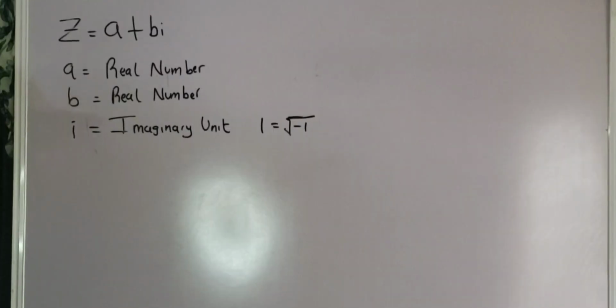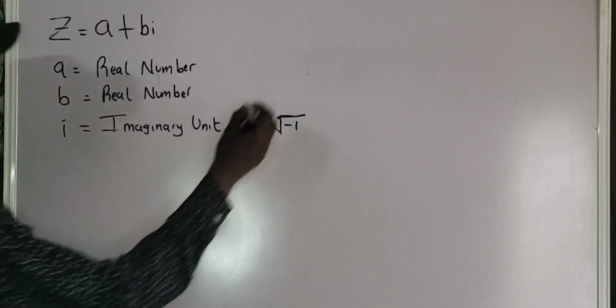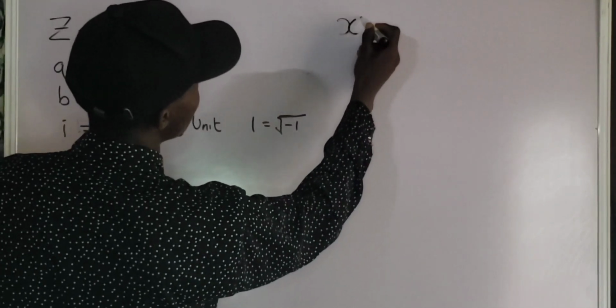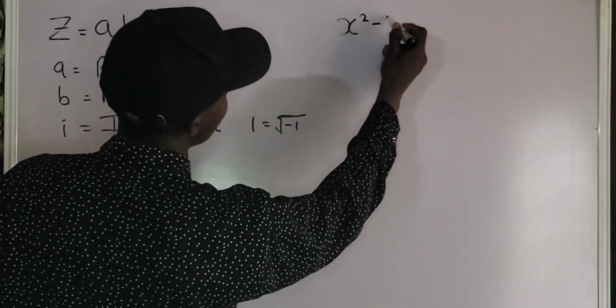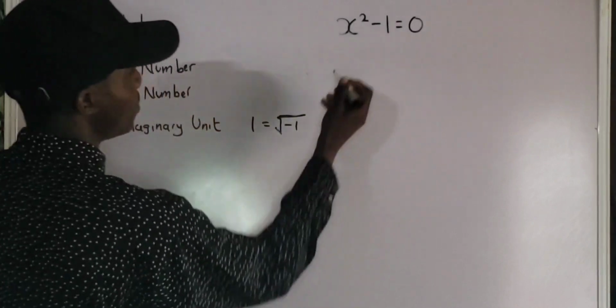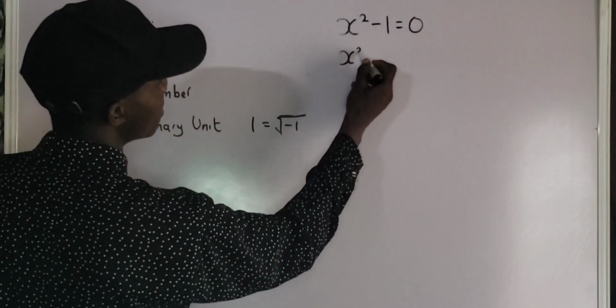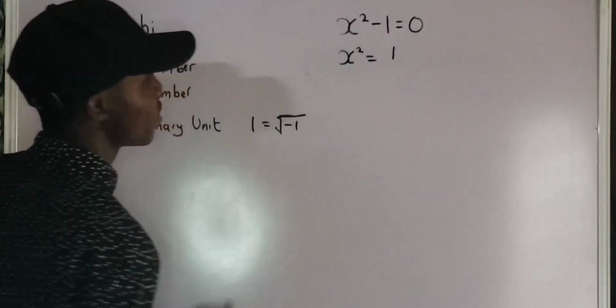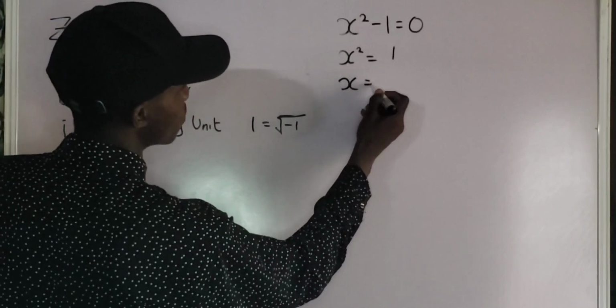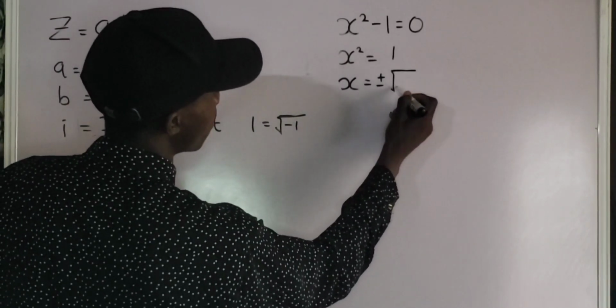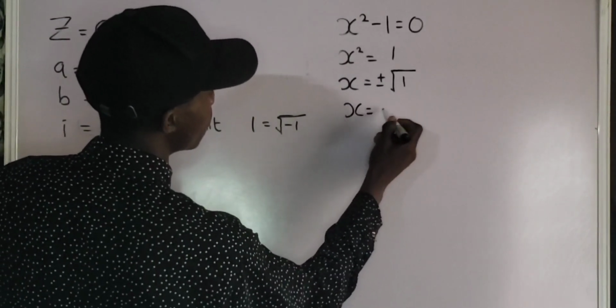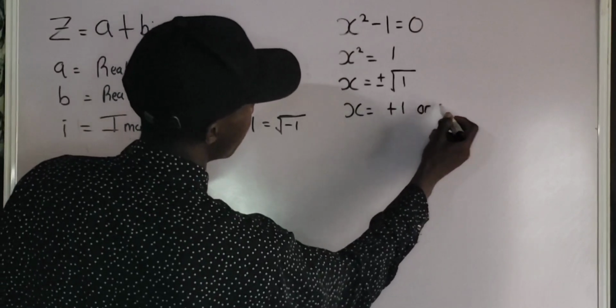So let's look at a typical example. What is the solution to this quadratic equation? X squared minus 1 is equal to 0. You can easily solve this by going like this: x squared equals 1, then x is equal to plus or minus the square root of 1. X is equal to plus 1 or minus 1.